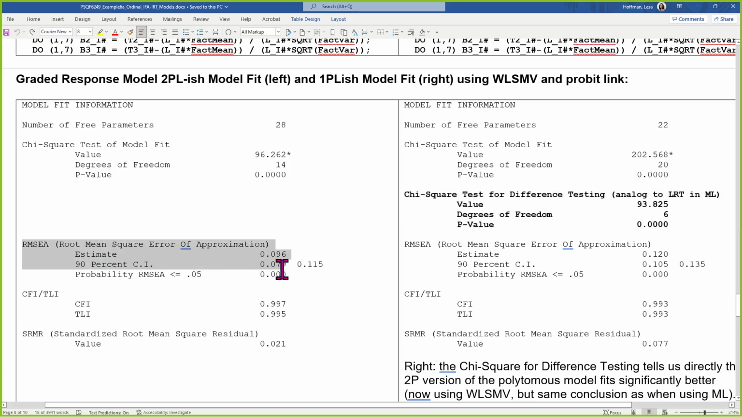RMSEA is not as happy with this model, but TLI and CFI are. So in my results, I would probably have to say something like model fit was acceptable according to CFI, TLI, and SRMR, but not acceptable according to the absolute test of fit and RMSEA. Something like that.